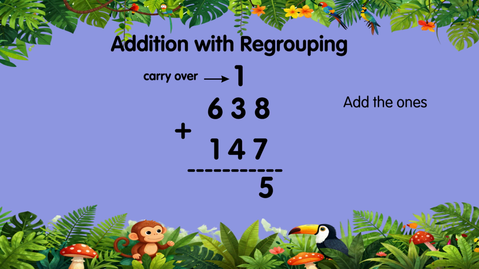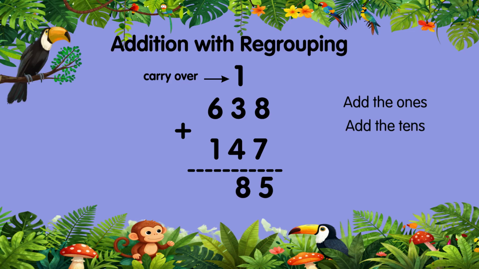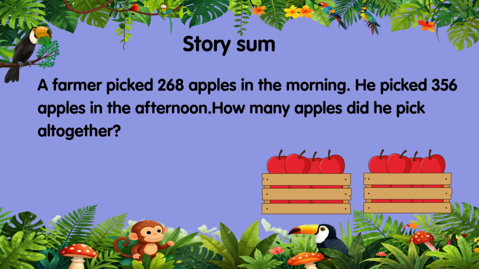Now add the tens. 1 carried over plus 3 plus 4 equals 8. Write 8 in the tens place. Finally, add the hundreds. 6 plus 1 equals 7. Write 7 in the hundreds place. So our answer is 785. Very good children. Now, let's solve a story sum.